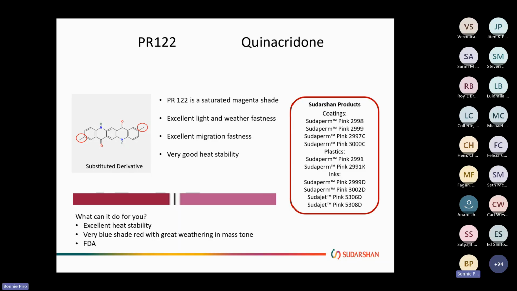Because it's a quinacridone, it does provide all those good high performance properties in here. And because I mentioned that it's a very good workhorse type of a color index, if you just look at the Sudarshan offerings, you see a lot of options in each of the application areas. So there's a lot of choices from an actual product perspective in this kind of chemistry.